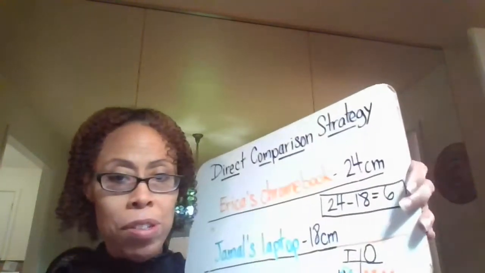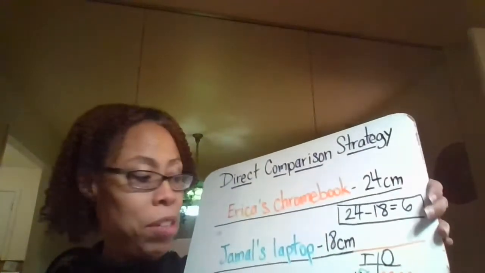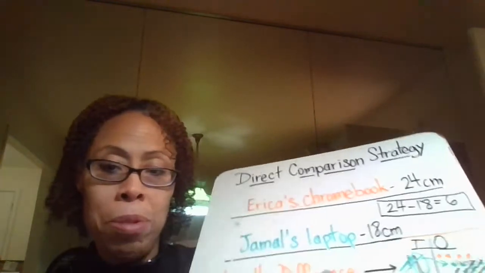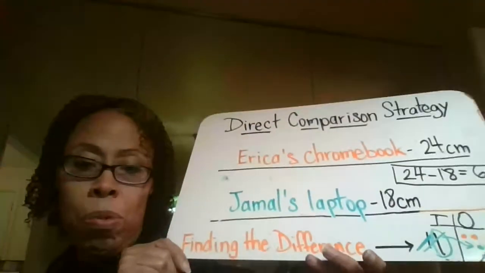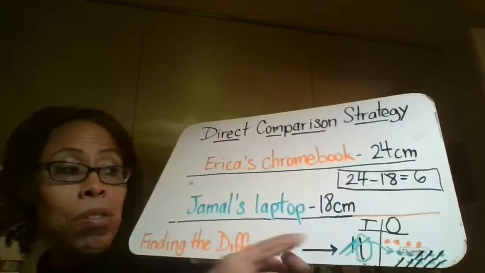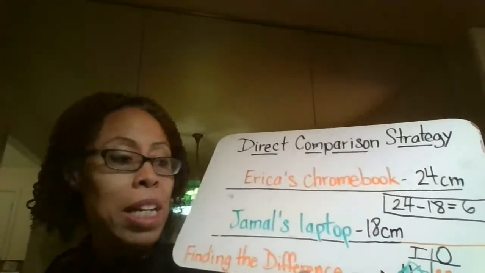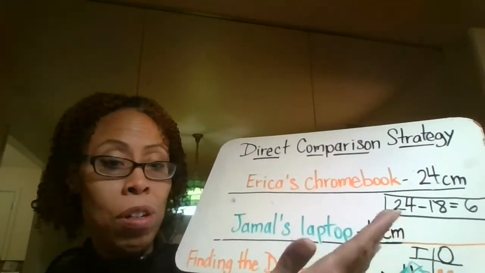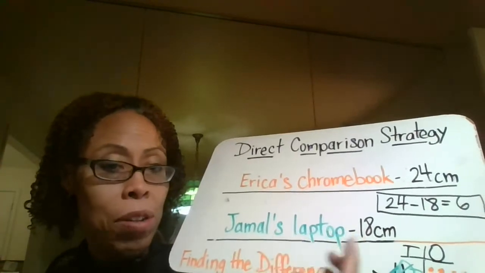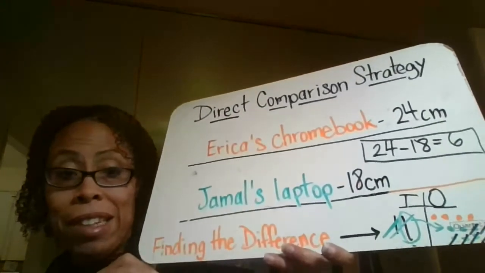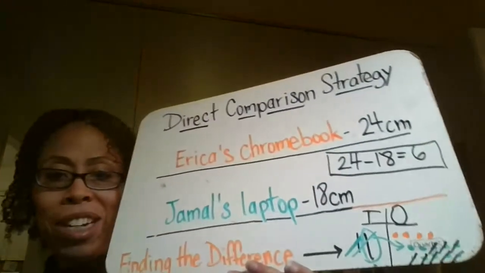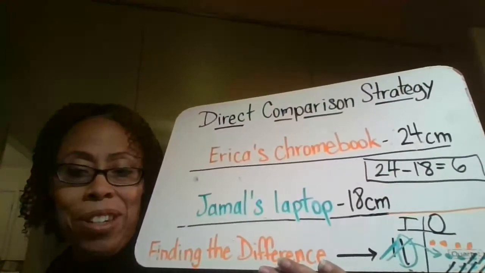Okay? So again, you're using the direct comparison strategy when you're comparing two objects, how much longer one object is than the other. We're also using the finding the difference, and we're using the tens and ones. So we're using a variety of strategies. Again, you can also be using the counting back or the counting on strategy. The sky's the limit when it comes to subtraction. All right, looking forward to your great work.